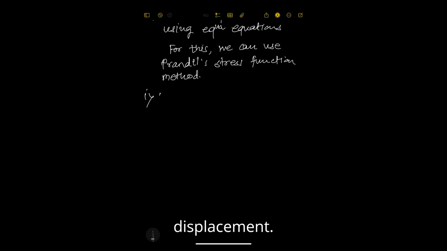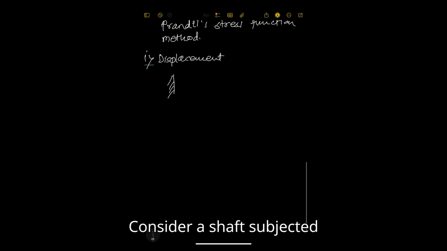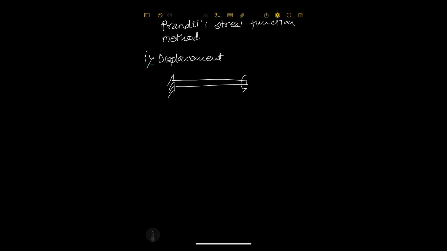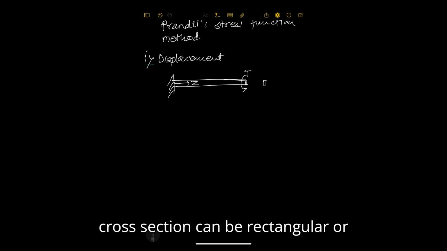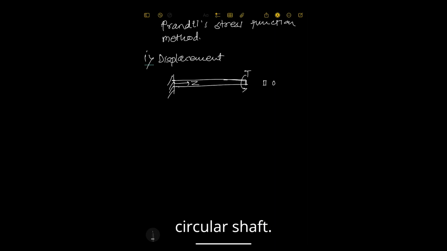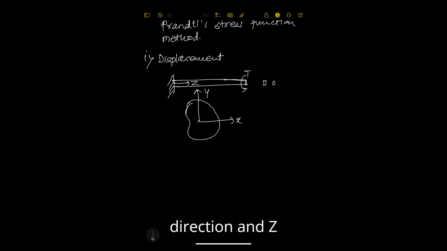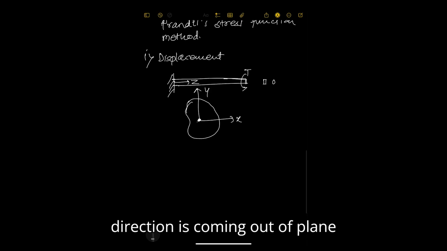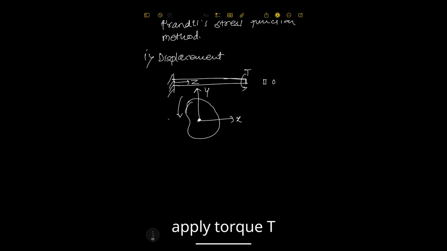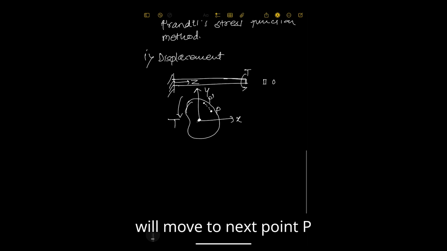So let's start with the first step, displacement. Consider a shaft subjected to torque T, and say this is the z direction, and this shaft is uniform, but the cross section can be rectangular or elliptical or basically a non-circular shaft. So let's say this is the cross section of shaft, this is the x direction, this is y direction, and z direction is coming out of plane from the screen. And if we apply torque T, this initial point P will move to next point P dash.